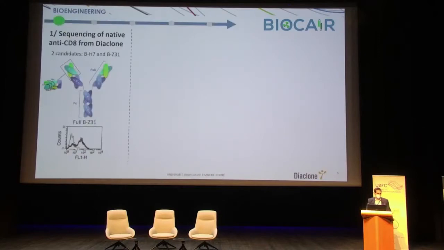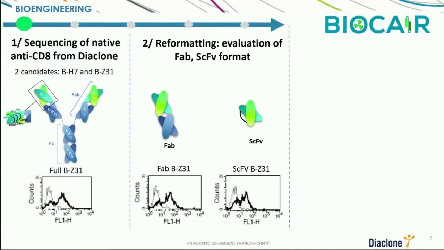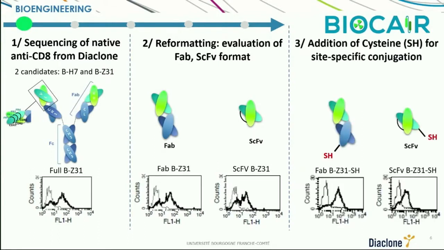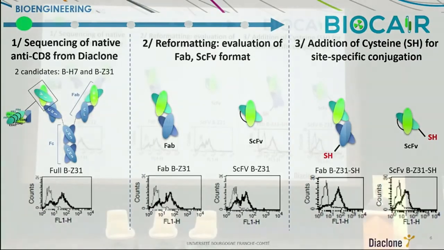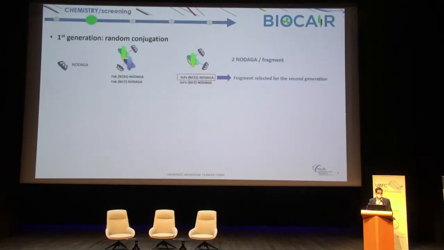Starting from an antibody that has been developed initially by Diaclone, we cut it in small pieces. With the antibodies, we can work with different fragments. One is named Fab, the other one is named scFv. It doesn't matter too much, the name. It's a small piece of antibody, which is more efficient to be used in imaging. Then we also engineer these fragments by adding a cysteine, which helps us for the nuclear imaging, because we can really target the isotope where we want. So this is the first generation we developed.